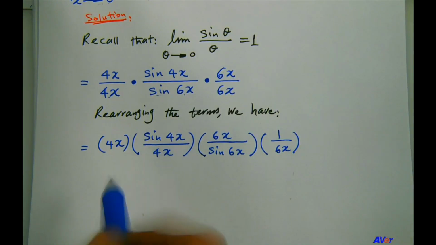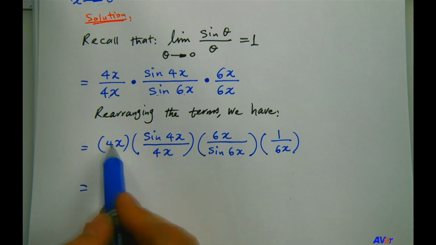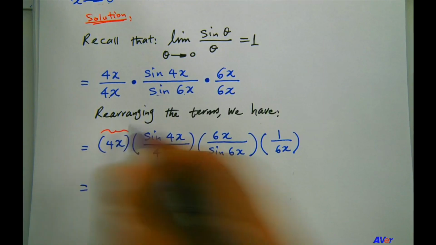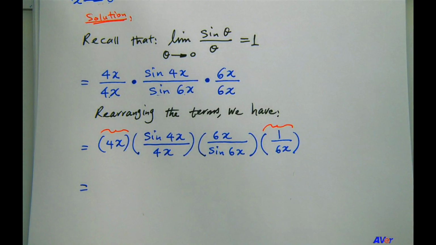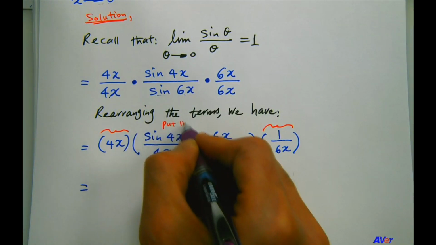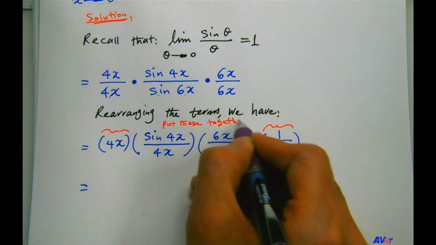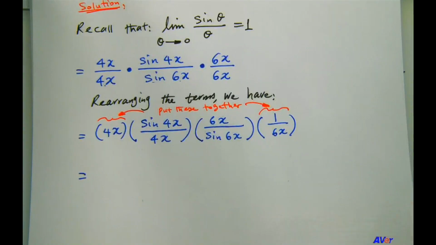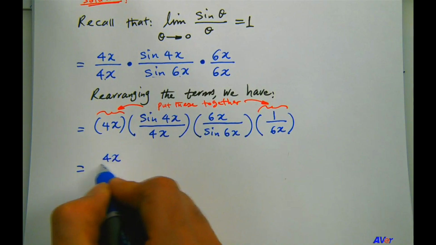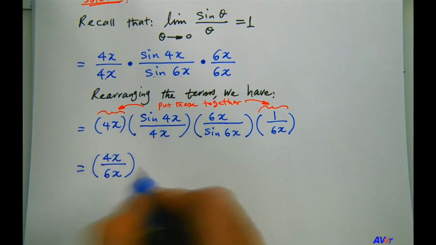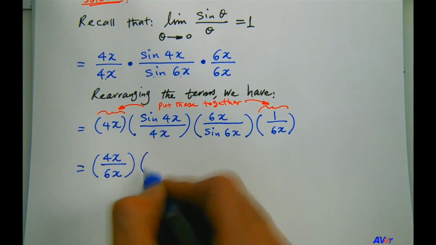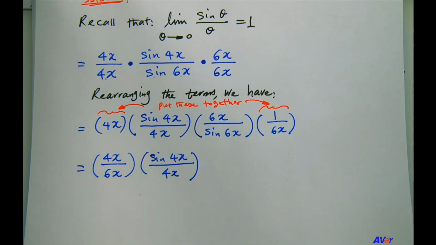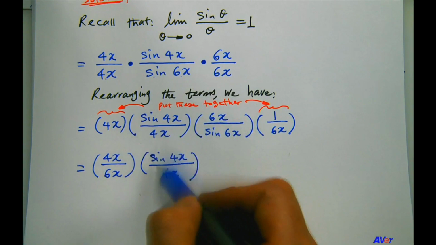Then we have, okay, so from here, 4x divided by 6x. Let's put these two together. That one and that one. And what do we end up with? We end up with 4x divided by 6x, right? Putting those together. We end up with sine of 4x divided by 4x. So this and that have been put together.